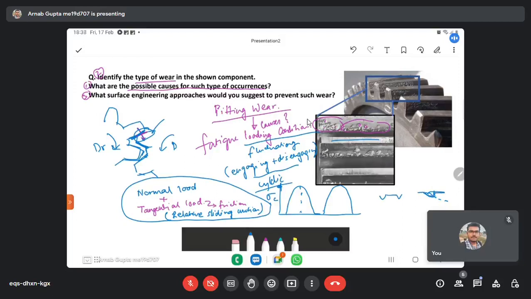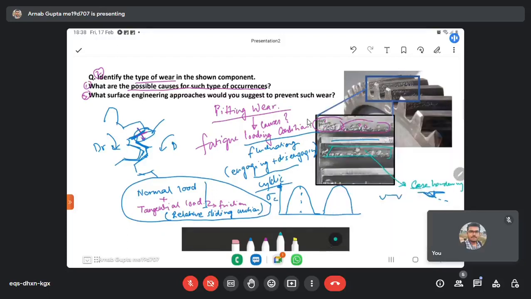So what surface engineering approaches would you suggest to prevent such wear? Yeah, what possible surface engineering approaches? We generally use case hardening on this surface. We do case hardening, then carburizing, nitriding, all those things are there.